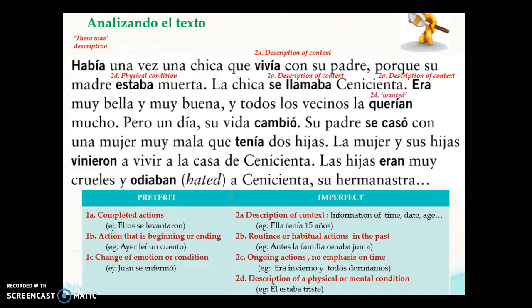"Y todos los vecinos la querían mucho." So, this is a description of, like, an emotion. So that's why I use the imperfect as well. "Pero un día su vida cambió." It changed a condition, and it's a past event. It's a complete action. So her life changed. "Su padre se casó." This is a complete action. "Con una mujer muy mala que tenía 2 hijas."